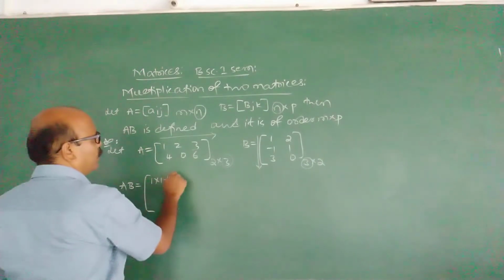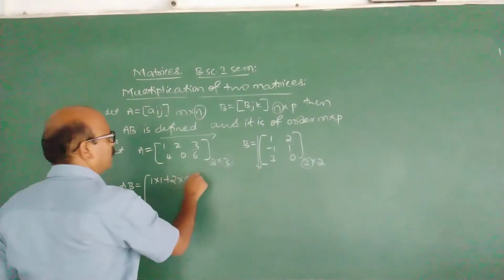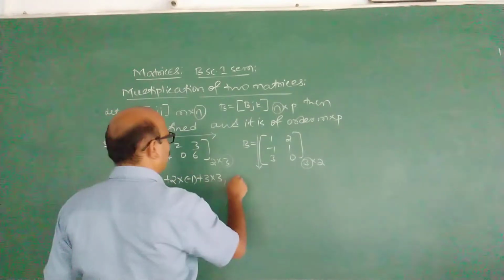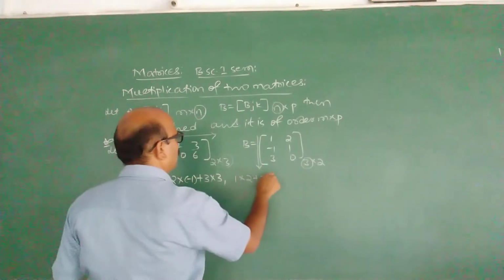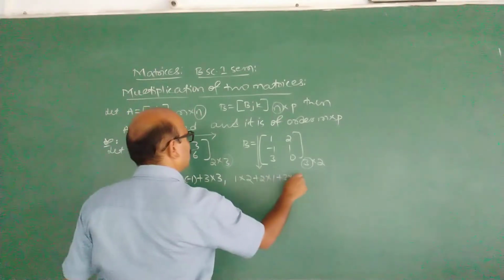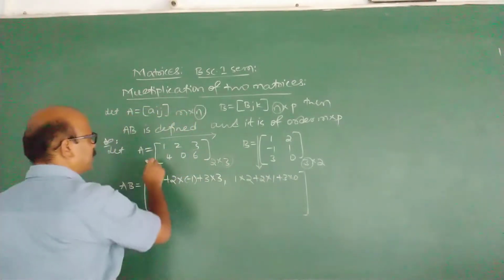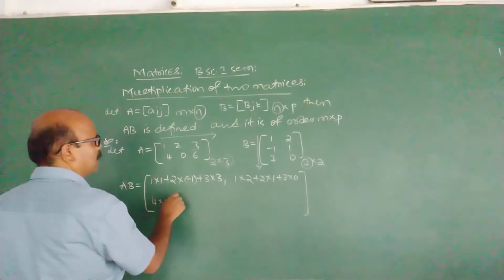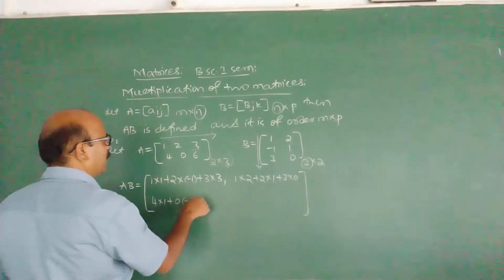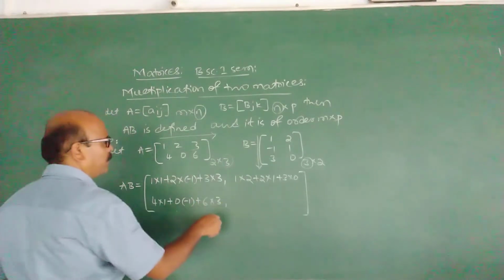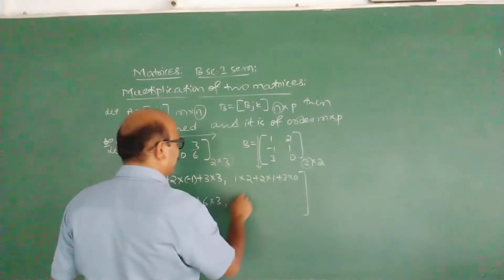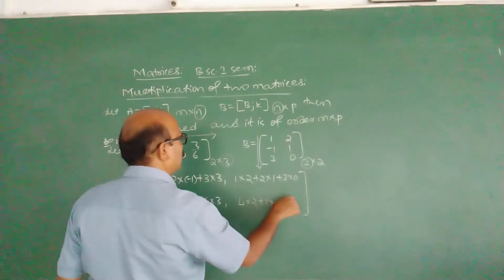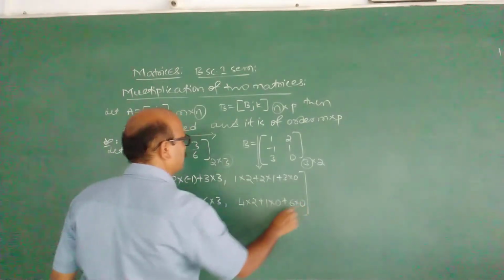How is it defined? 1 into 1, 2 into minus 1, plus 3 into 3, first element. Then first row, second column: 1 into 2, 2 into 1, 3 into 0. Next, second row, first column: 4 into 1, plus 0 into minus 1, 6 into 3. Next is second row, second column: 4 into 2, 1 into 0, plus 6 into 0.